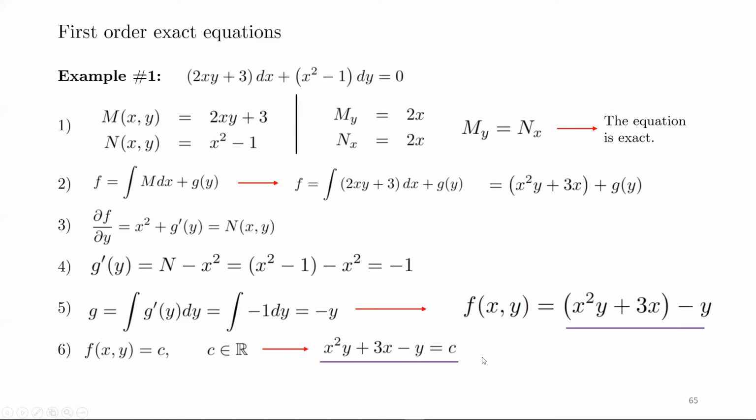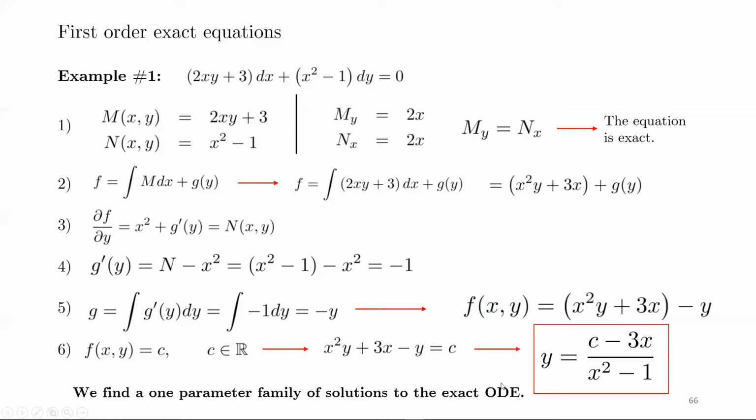We can, of course, rearrange this equation to make y the subject of the formula. And if I do that, I get y is equal to c minus 3x over x squared minus 1. So we find a one parameter family of solutions to the exact ODE.